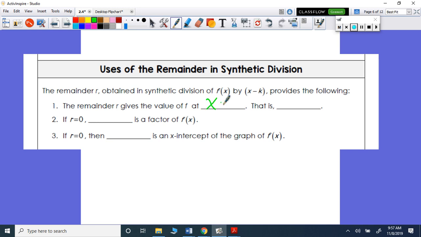When I give you x equals k, you know to put it back into that binomial form to get your factor, or vice versa. And that means our remainder comes from plugging in k to the binomial. If r equals 0, we just talked that x minus k is a factor, and that we talked when we solved, that's an intercept or a root. That's all a review.